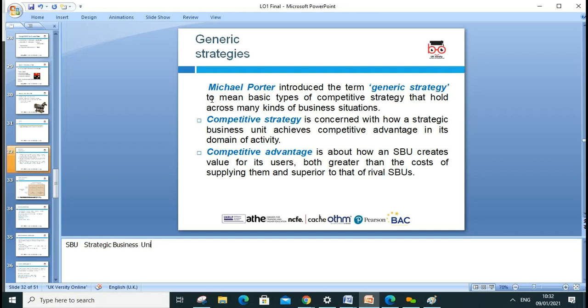If you think about a strategic business unit, think about Ford. How many models do they have? Ford Focus, yes. Mondeo, yes. So Ford Mondeo, Ford Focus, Ford Fiesta. Each of these is one SBU, one strategic business unit. We need to look at each strategic business unit, and again at the competitor.